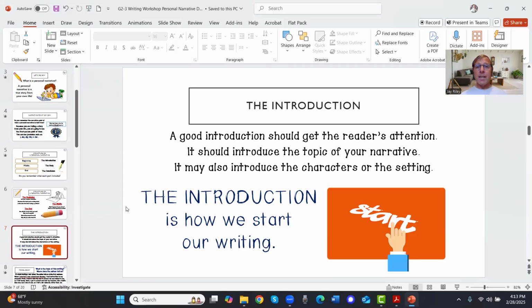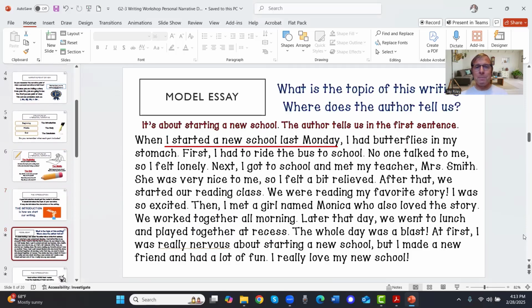And if they're writing about a problem, like feeling nervous on the first day of school, we want to introduce that right away so our reader knows exactly what it is we're talking about. We also want to introduce the characters or the setting if we're sharing that in our narrative.